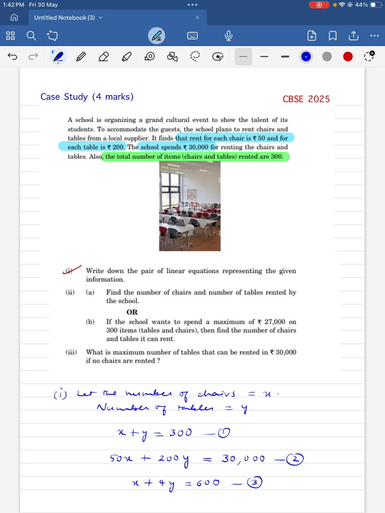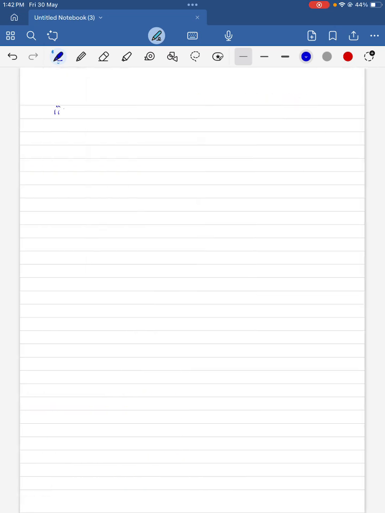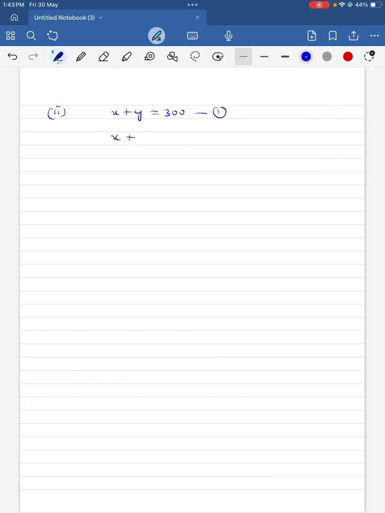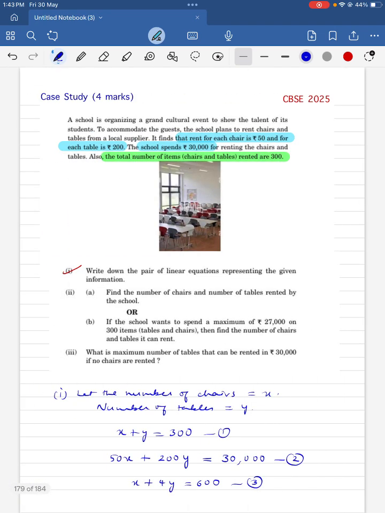In the second question, A part, they have asked you to find the number of chairs and tables rented by the school, which means we are expected to find the value of x and y. And how do we do that? We can find the value of x and y by solving the two linear equations, either by using the substitution method or by using the elimination method. Now in this question, let me use the substitution method. Now in the first part, they've mentioned that x plus y is 300. That's my first linear equation. And the second linear equation is x plus 4y equal to 600.